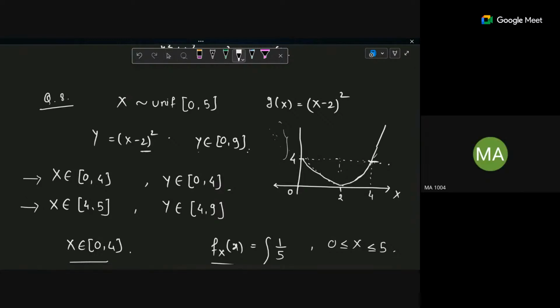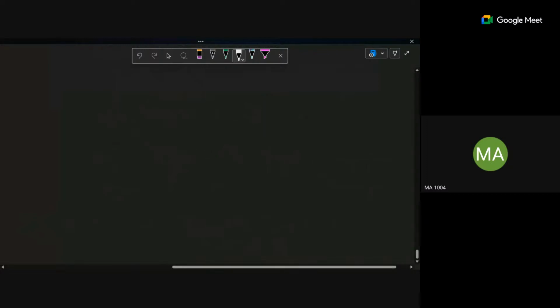No. Your x is uniform. We are separating it because of the nature of y, because of the nature of this function. Otherwise, there is no need to separate it. So the PDF of x will remain 1 by 5 only, because it's uniformly distributed between 0 to 5.